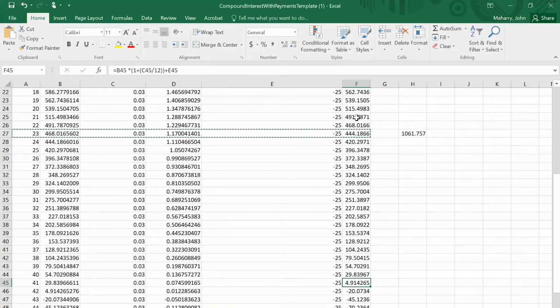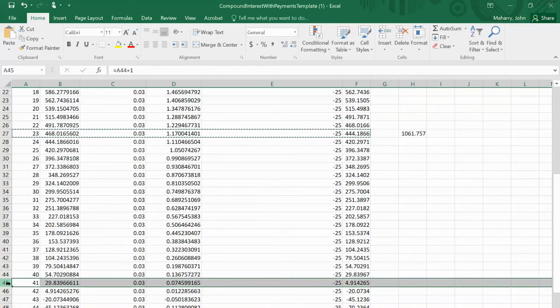And so over here, you can see down here in row 45, after 41 months of paying off $25 each time, he only owes $4.91 the next time. So it'll take him 41 months to pay that off. Maybe the next month he has to pay one more for $4.91.